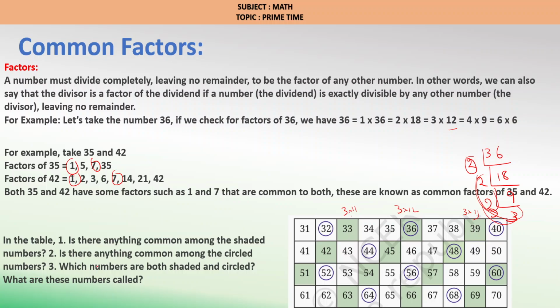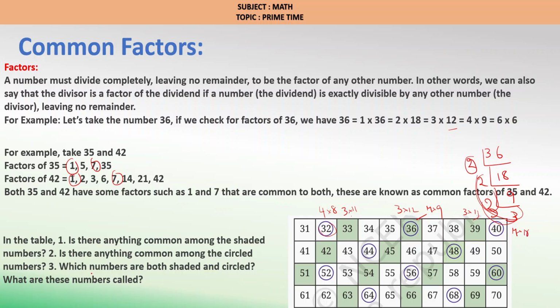Second question. Is there anything common among the circled numbers? If we observe the circled numbers 32, 36, 40, these are multiples of 4. Here 4 8s, this one is 4 9s, here 4 10s, and so on.